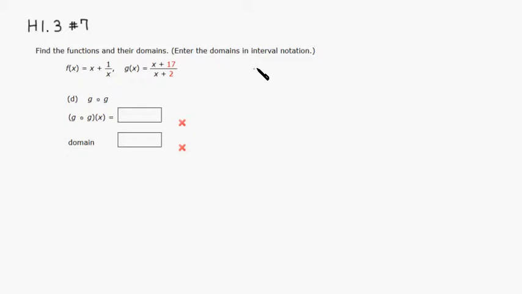So let's find the function first. g of x. Every time you see x, we're going to put g of x in it. So I see x, so we put in g of x. So this is going to be x plus 17 over x plus 2, plus 17.